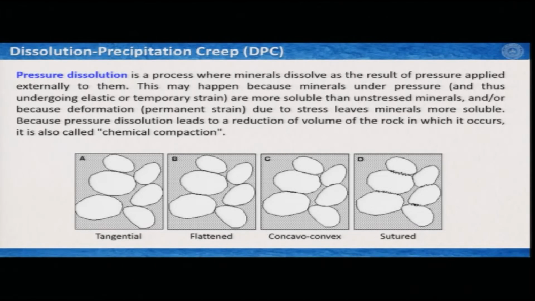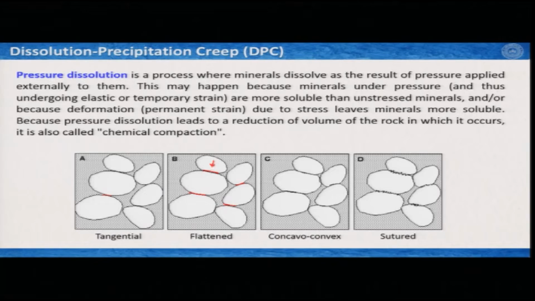That means a mineral under stress has better solubility than a mineral which is not under stress, and because you have some fluid which is helping the minerals to get dissolved, it is also known as chemical compaction. So, here are these 4 images A, B, C and D, these 4 illustrations that tell you. You can imagine that these white areas are sand grains, and then they touch each other slowly.